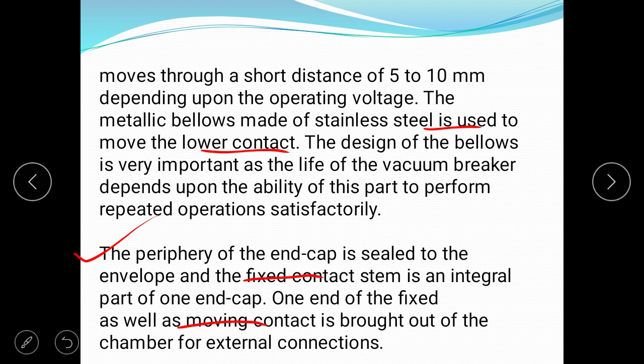So dear students, in today's class we have discussed the SF6 circuit breaker, construction of the SF6 circuit breaker, working of the SF6 circuit breaker, properties of SF6 gas, advantages of the SF6 circuit breaker. Similarly, the vacuum circuit breaker, working of the vacuum circuit breaker, construction of the vacuum circuit breaker, advantages of vacuum circuit breakers. All these things have been discussed in this class.